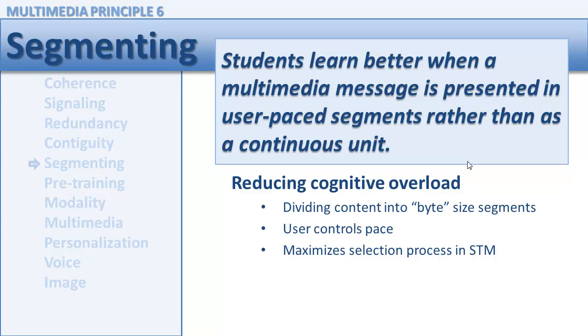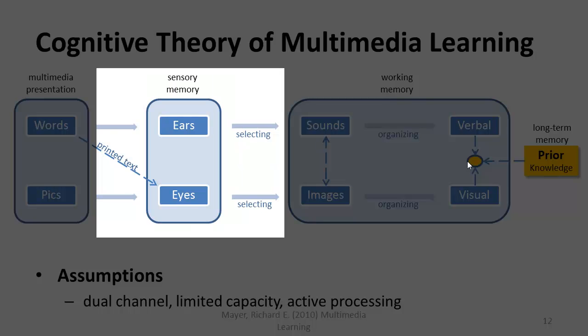The user can control pacing. When the user can press that pause button on the slider, or they have to click on the button to advance to the next slide, there is a strategic advantage to that. It allows them to move ahead when they're done processing. And this ultimately maximizes the selection process in short-term memory. This is what's happening. As they hear the information or they see the information, if that information is consistent with what they're capable of processing in short-term memory, then selection gets maximized.